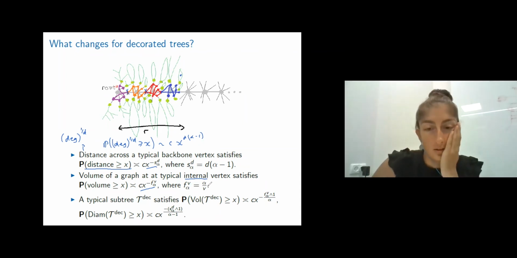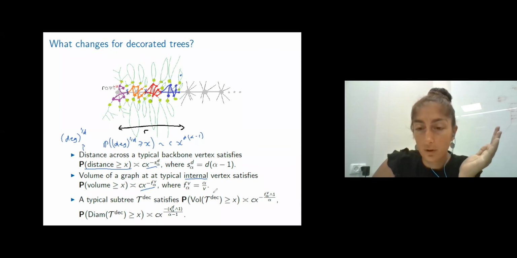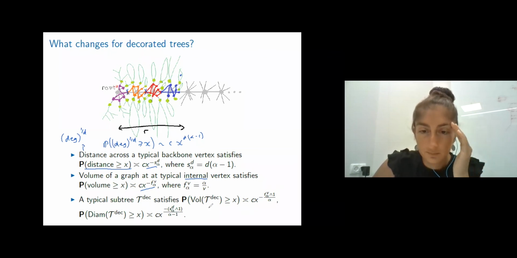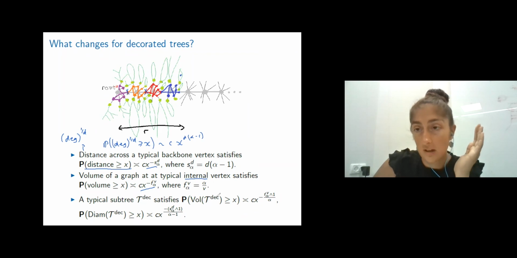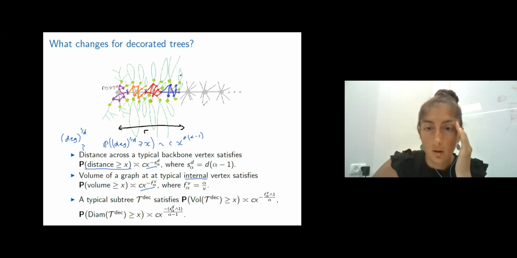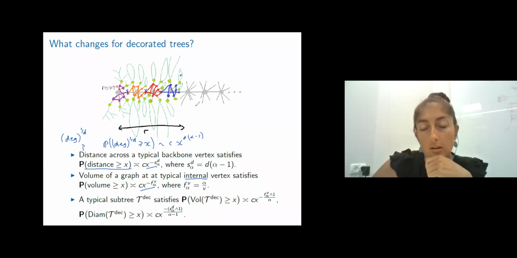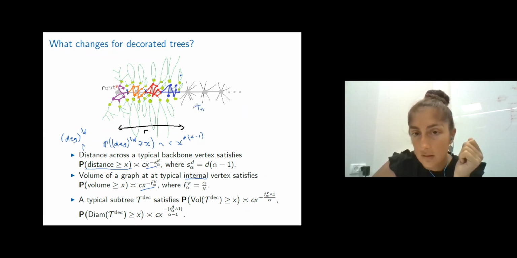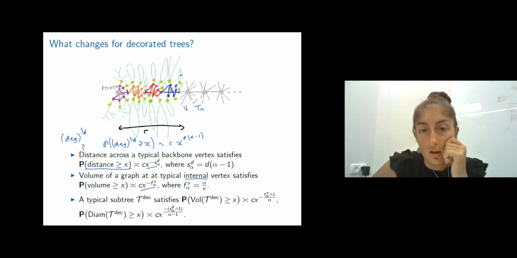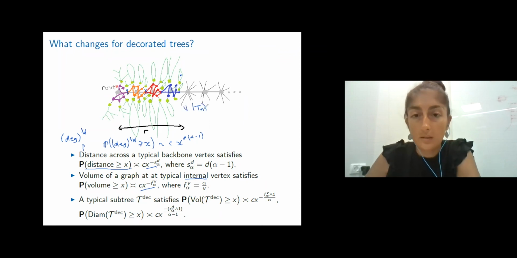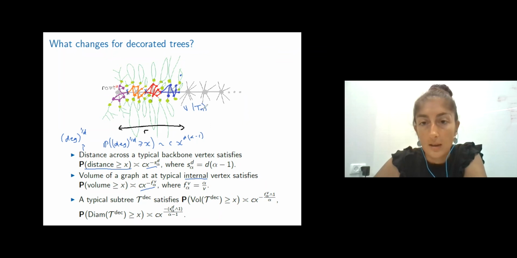And then if you want to repeat the argument from before, we actually want to know about a whole subtree. But we can still use the same logic as before, because for example, for the volume, if we have this relation, then I know that if I have a critical Galton-Watson tree, say with n vertices, and I want to know the volume of it, then I'm roughly adding up the volumes of n of these graphs, like this.